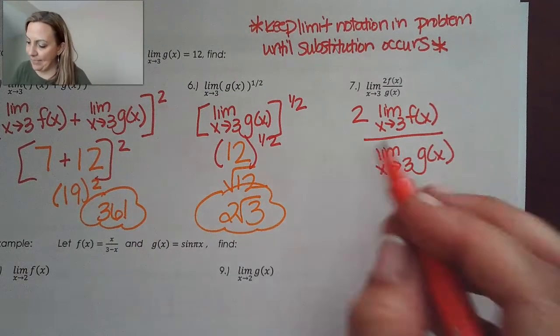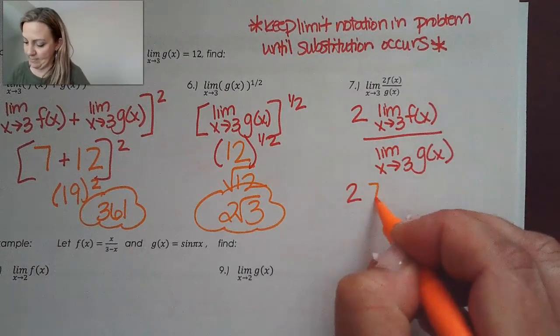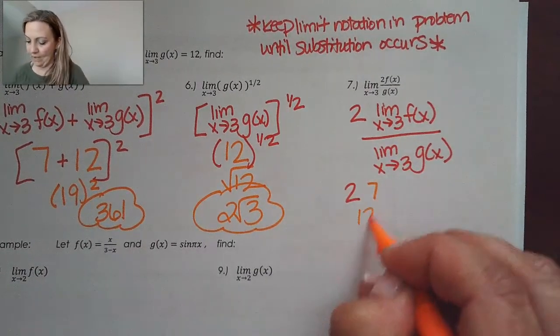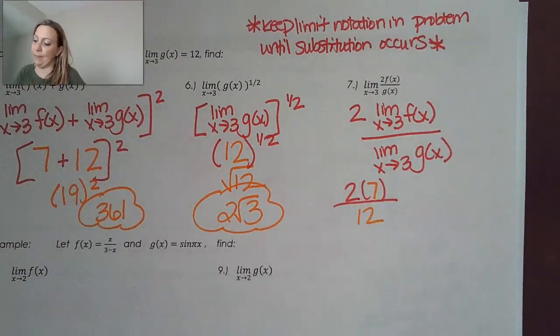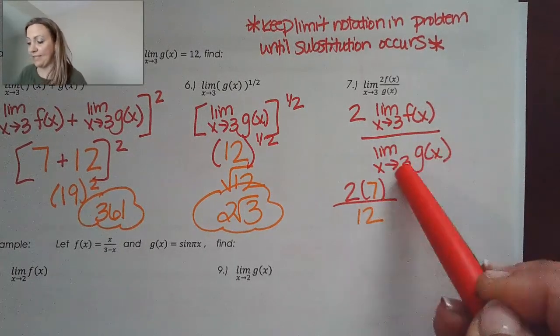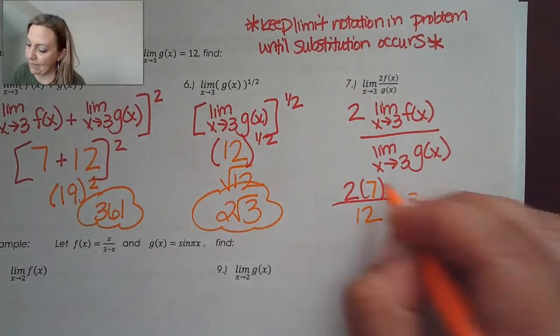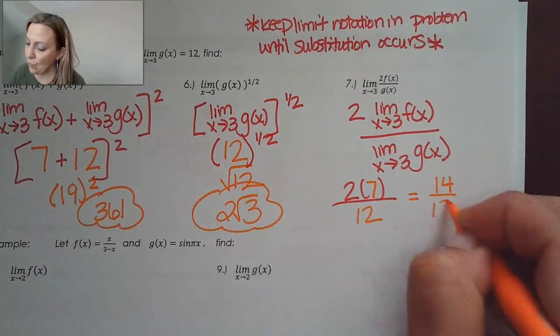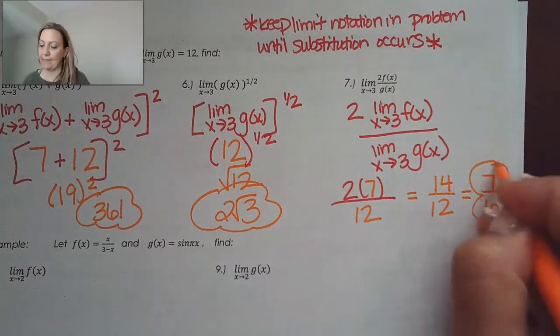And so now that means that I have 2 times 7 over 12, essentially. Just taking that. So the limit of f of x as x goes to 3 was 7. The limit of g of x as x approaches 3 is 12. And then I can just simplify. This gives me 14 over 12, which is 7/6.